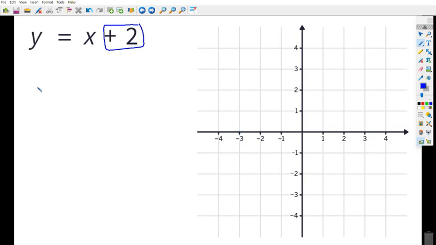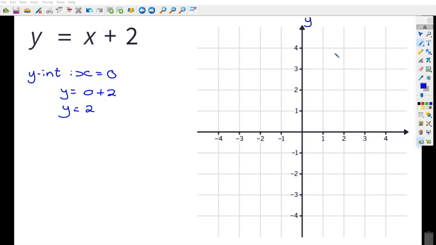All right, and so to find where it cuts my y-axis, my y-intercept, we know that on the y-axis, what value do I know? I know that x is always equal to 0. So if x is always equal to 0, we've got y is equal to 0 plus 2, which is just 2.